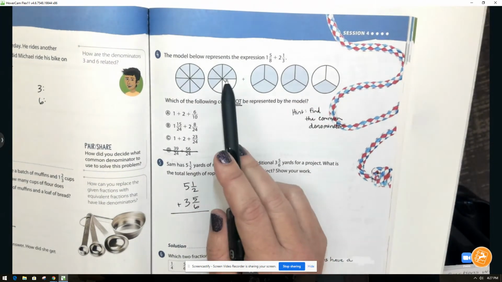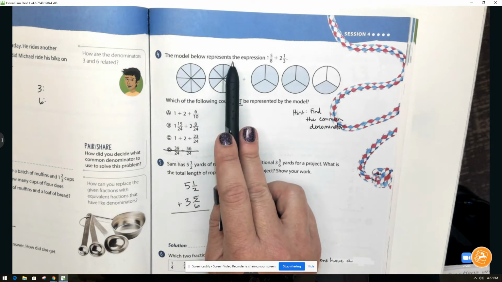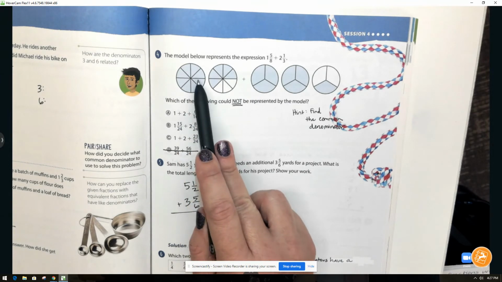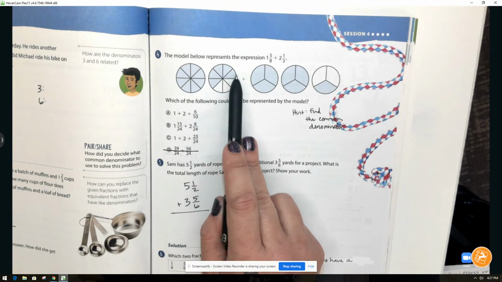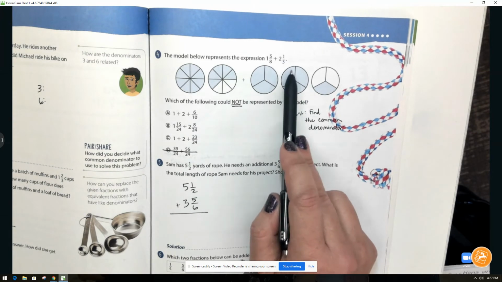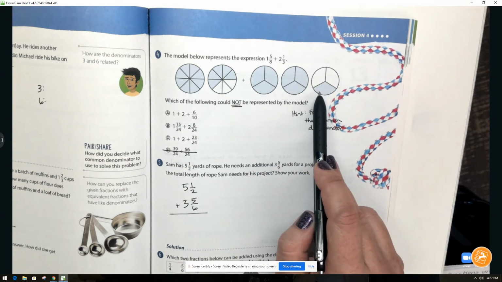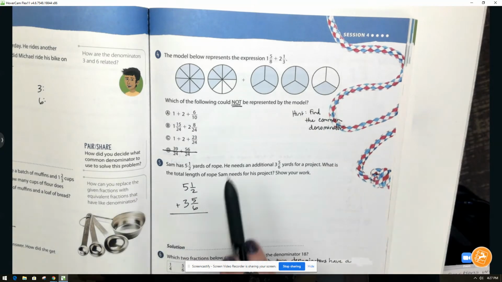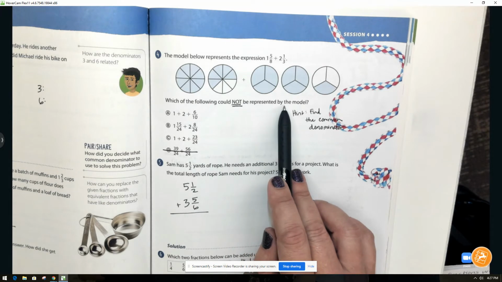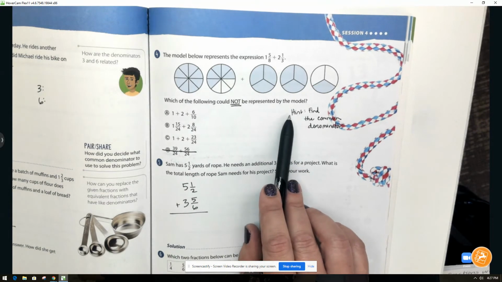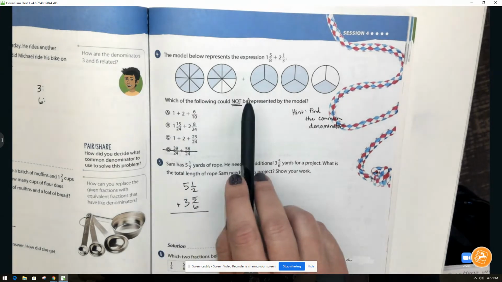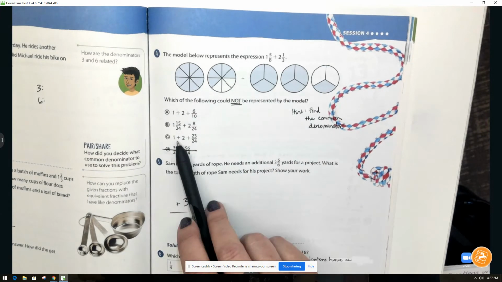For number 4, the model below represents the expression 1 5/8, so we have 1 whole and then 5 out of 8 shaded in, plus 2 1/3. We have 2 wholes and then 1/3 shaded in of this figure here. Which of the following could not be represented by the model? So here's a hint. Find the common denominator between 8 and 3. That will really help you with this problem here.